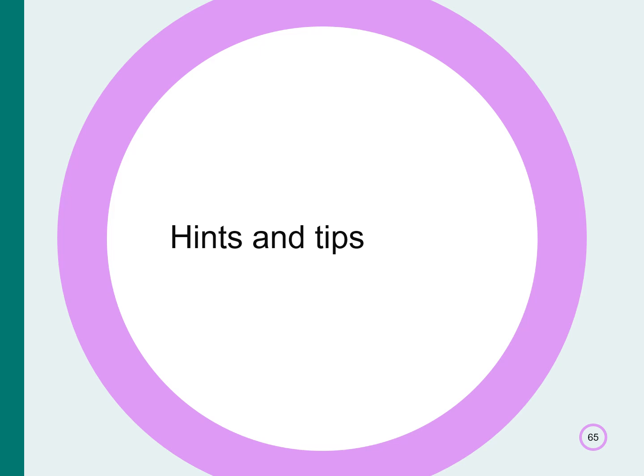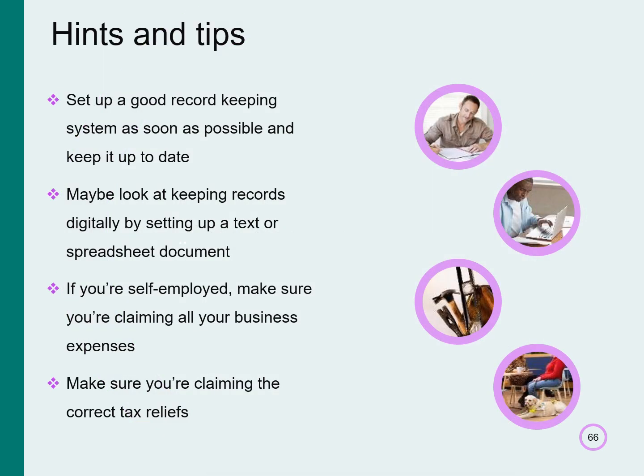Finally, here's a few tips you can take away with you. These are just a few suggestions to help you with self-assessment. Set up a good record keeping system as soon as possible and keep it up to date. Maybe look at keeping records digitally by setting up a text or spreadsheet document. If you're self-employed, make sure you're claiming all your business expenses and keep track of them. Make sure you're claiming the correct tax reliefs.